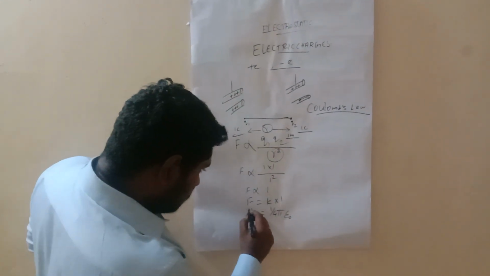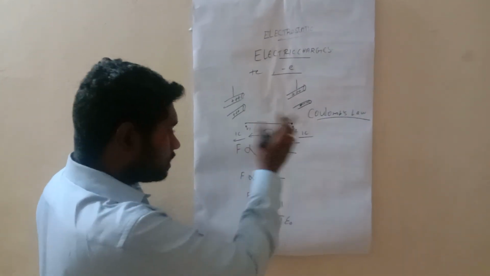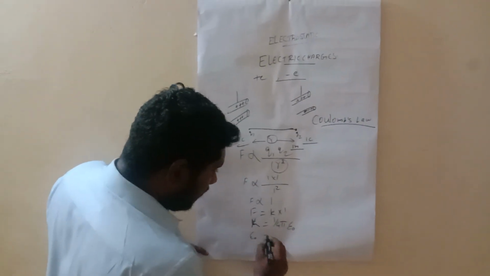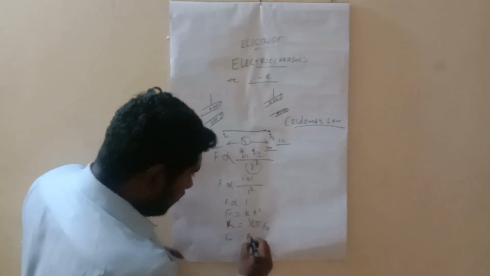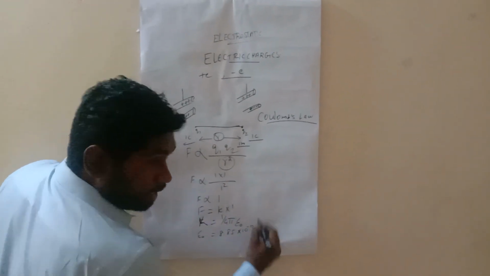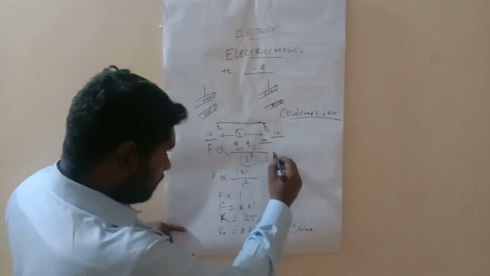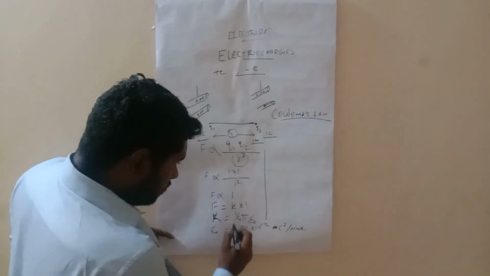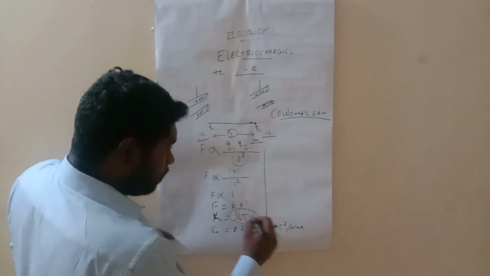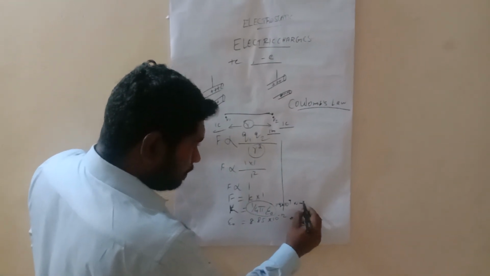Now from this constant k, we can derive the force between these two charges. Here epsilon naught is the permittivity of free space. It has the value 8.85 into 10 to the power minus 12 Coulomb squared per Newton meter squared. The total value of 1 by 4 pi epsilon naught is equal to 9 into 10 to the power 9 Newton meter squared per Coulomb squared.